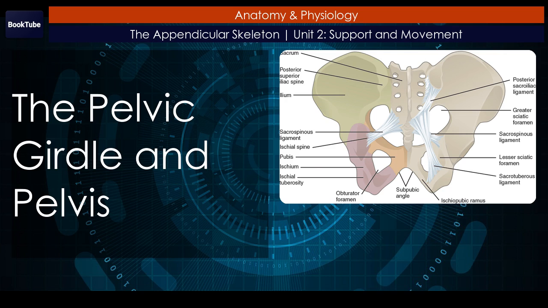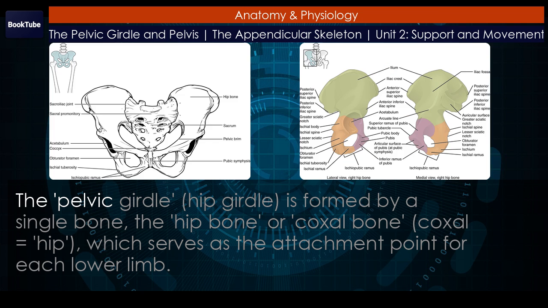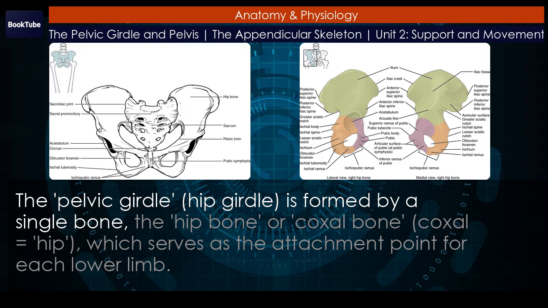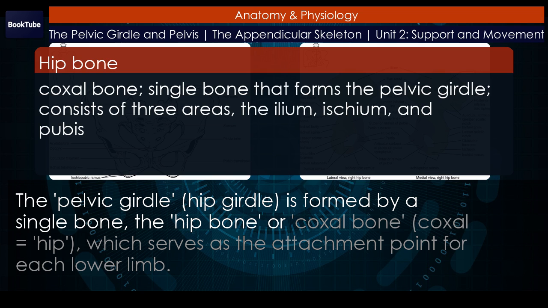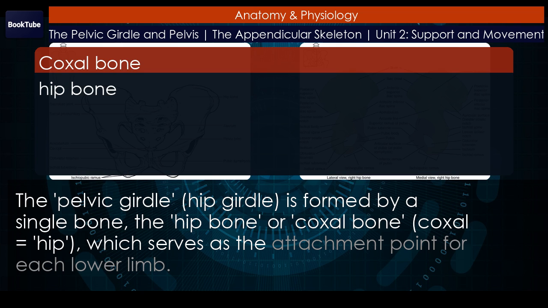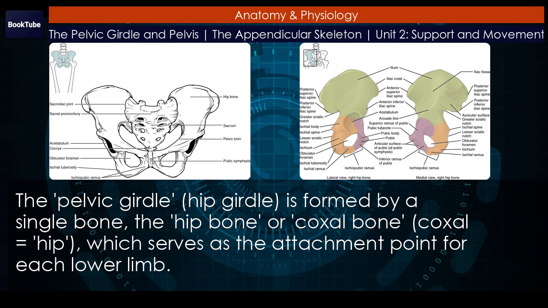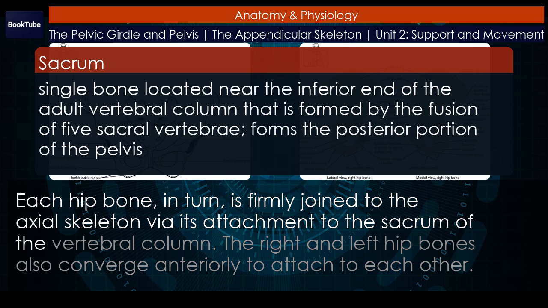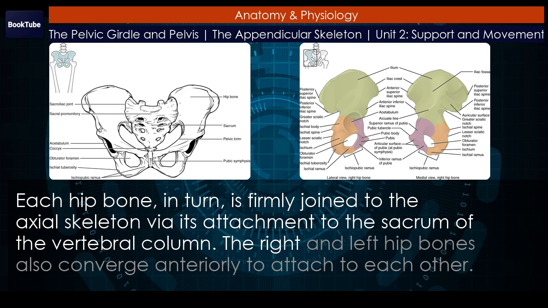The pelvic girdle and pelvis. The pelvic girdle, or hip girdle, is formed by a single bone, the hip bone, or coxal bone. Coxal equals hip, which serves as the attachment point for each lower limb. Each hip bone, in turn, is firmly joined to the axial skeleton via its attachment to the sacrum of the vertebral column. The right and left hip bones also converge anteriorly to attach to each other.